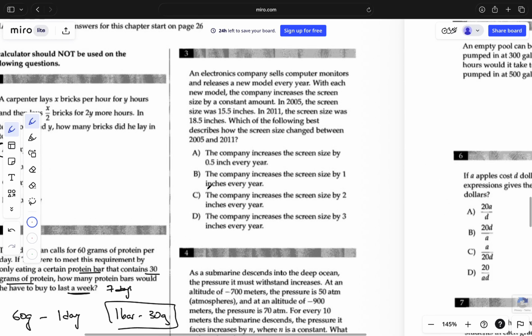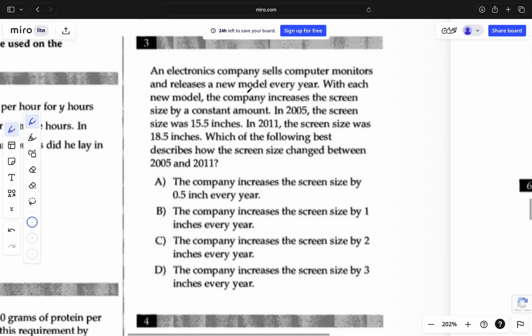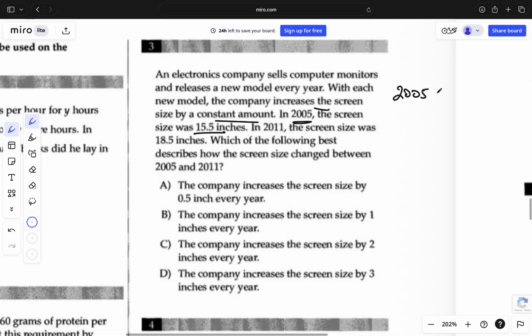Okay, next question. Question 3 says a company sells computer monitors and releases a new model every year. With each new model, the company increases the screen size by a constant amount. In 2005, it was 15.5 inches, and then in 2011 it is 18.5. I'll write that down.